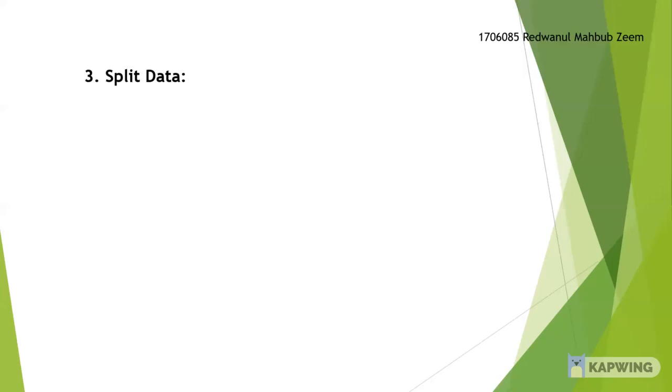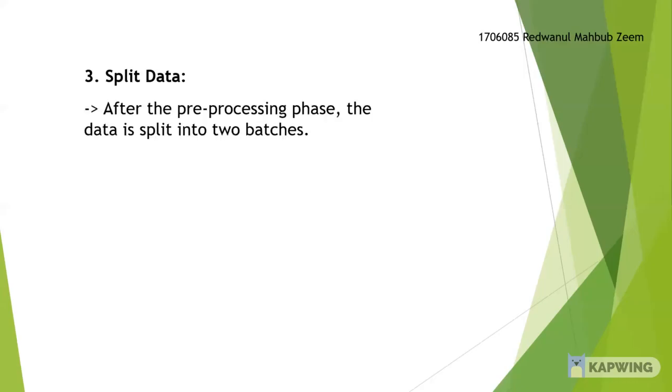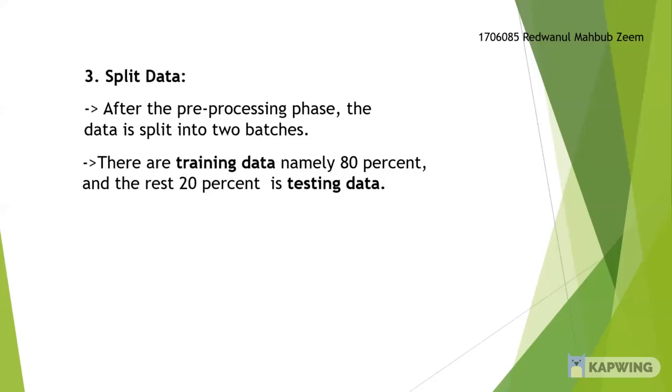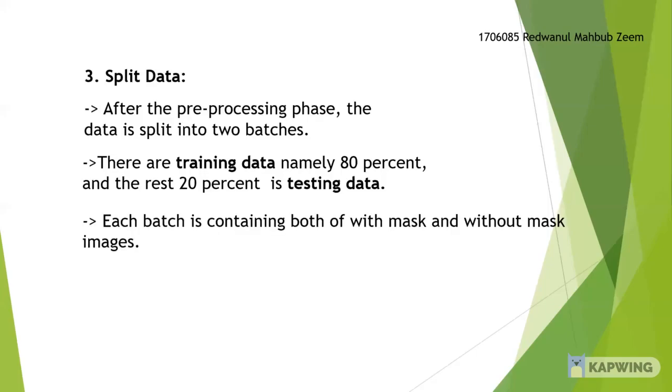Now, after the pre-processing phase, we have split the total data into 2 batches. These are training data and testing data. Training data comprises 80% and testing data comprises the rest 20% of the total data. In each batch, there are both images of mask and without mask.